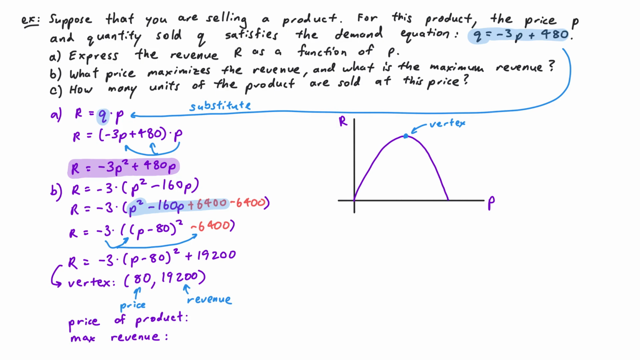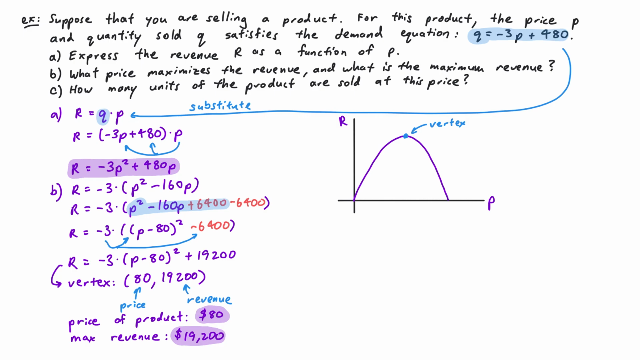So to answer part B of our problem, the price that we want to set for our product is $80. And at that price, the maximum revenue that we're going to receive is $19,200. In part C, what we want to do is figure out how many units of our product will be sold at this price.